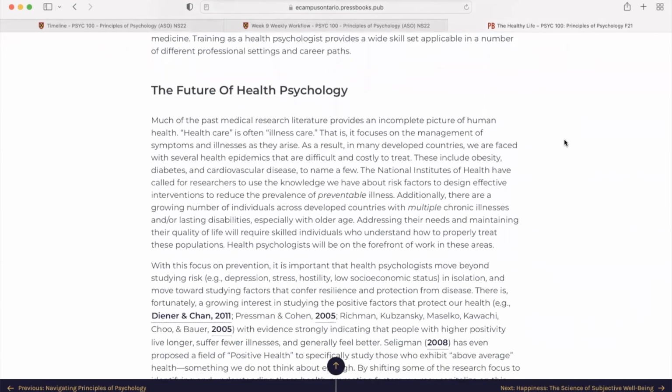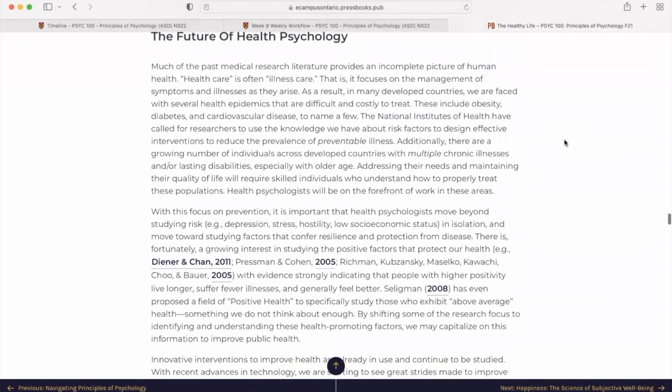Much of the past medical research literature provides an incomplete picture of human health. Healthcare is often illness care. That is, it focuses on the management of symptoms and illnesses as they arise. As a result, in many developed countries, we are faced with several health epidemics that are difficult and costly to treat. These include obesity, diabetes, and cardiovascular disease, to name a few.